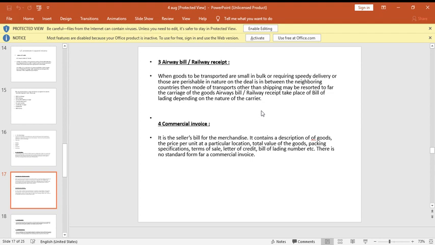Then commercial invoice. It is the seller's bill for the merchandise. It contains a description of the goods, the price per unit at a particular location, total value of the goods, packing specifications, terms of sale, letter of credit, bill of lading number, etc. There is no standard form for a commercial invoice.